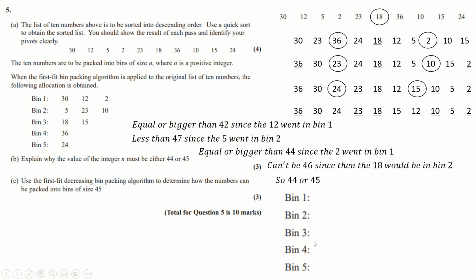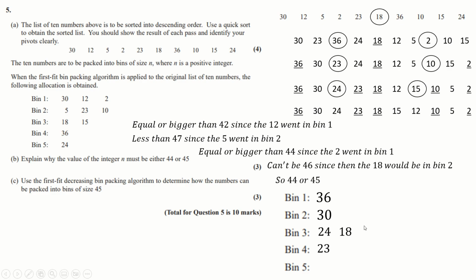So here are the bins. We put the 36 in bin 1. The 30 obviously can't go with it. The 24 can't go with either of those. The 23 can't go with any of those either. Now the 18, if we've got 44 or 45, I think the 18 can fit in there, because 18 plus 24 sounds to me like it's probably 42. Trying to desperately do some maths in my head very quickly. I think it's 42. So that can go in there, so that's cool.